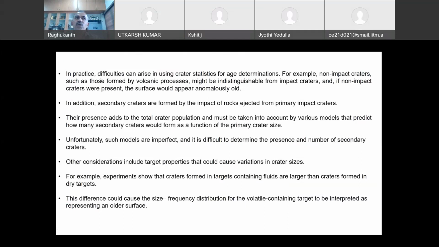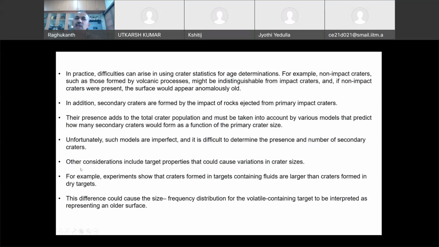So the secondary craters add to the total crater population, and it appears as though the age is older, but it may be younger. So how do you remove them? This becomes important. One is volcanic, another one is secondary. These types of models are what all the people are using, but secondary craters are very difficult to remove, and there are other things also.